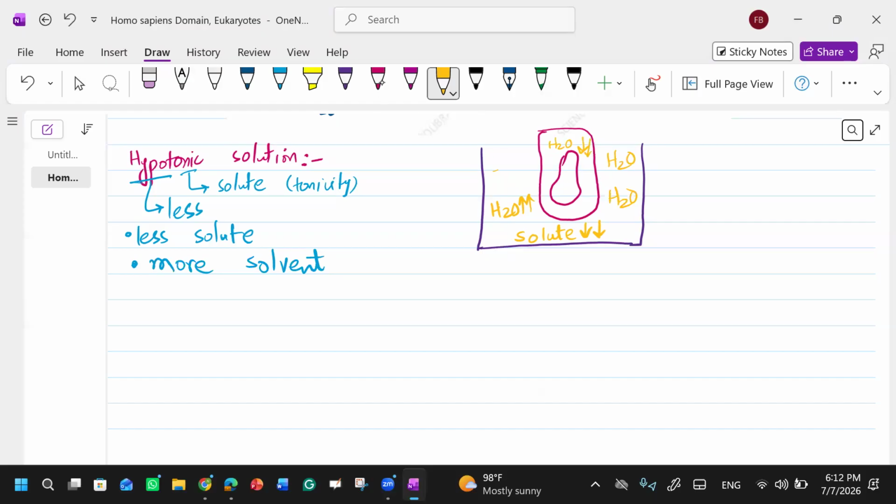So what will be the net movement? From where will the water start moving? If outside the water is more, then it will go inside the cell. Yes, exactly. Okay, so this is what they have discussed in the first picture.